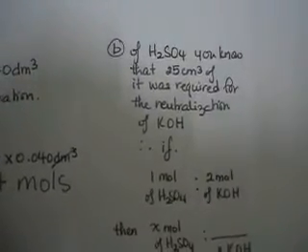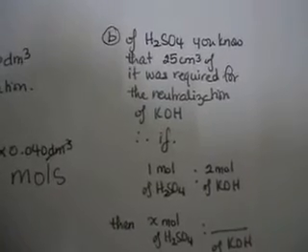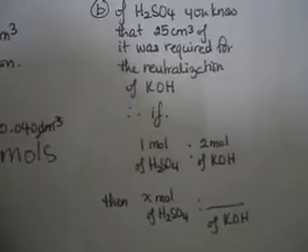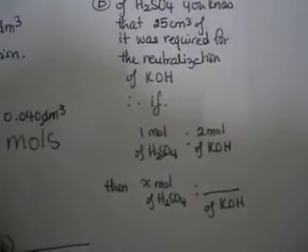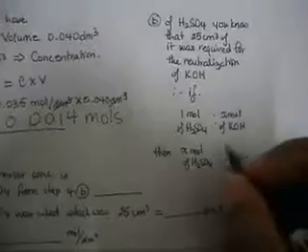Of H2SO4, you know that you have 25 cm³ of it, and it was required for the neutralization of KOH. Therefore, if 1 mole of H2SO4 reacts with 2 moles of KOH, then X moles of H2SO4 will react with this very number here.